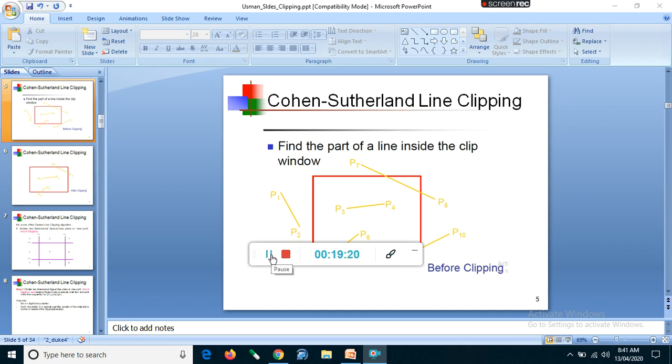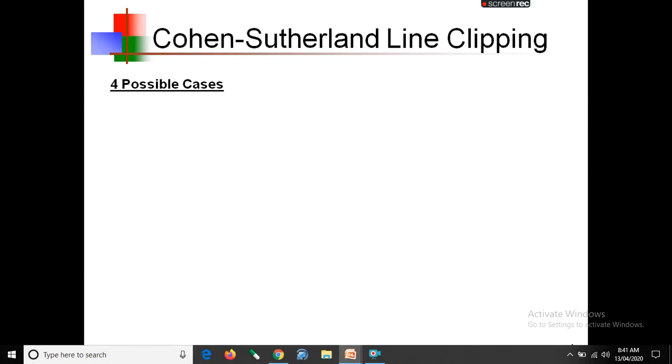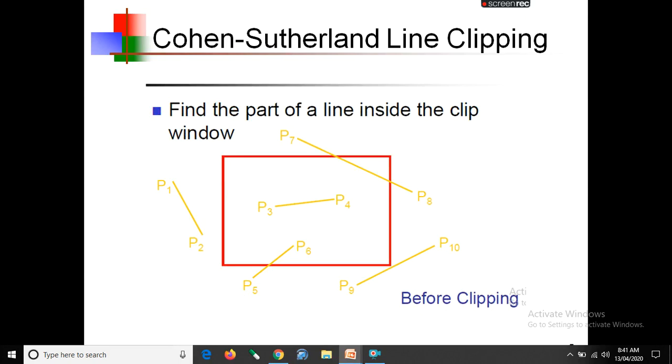So in this method, we have four cases to perform clipping. Case 1: two endpoints of the line segment lie outside the clipping window. This is the first case, and we discussed it. The second case is two endpoints of the line segment lying completely inside the clipping window. When two endpoints lie inside the clipping window, we need to accept that line segment and display it on the screen of the monitor. This is the second case.